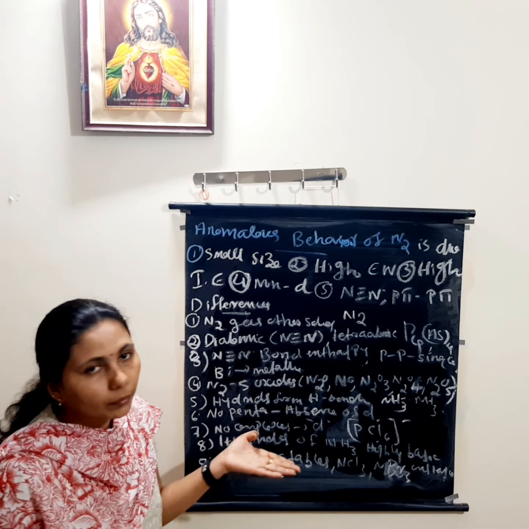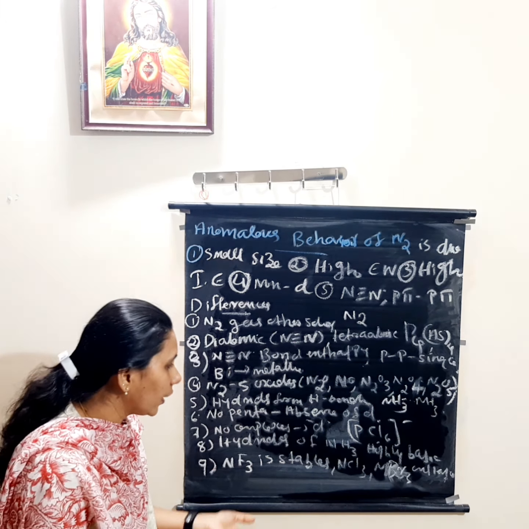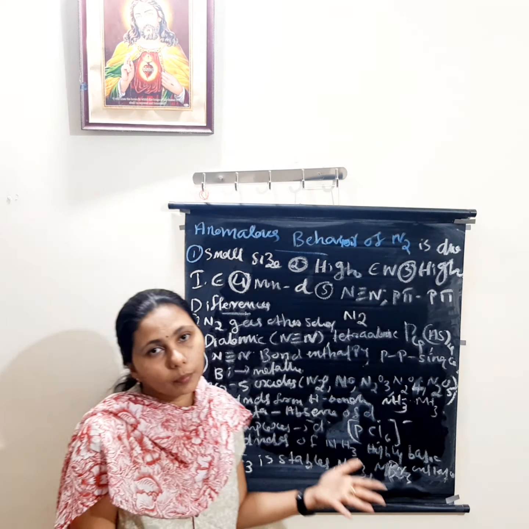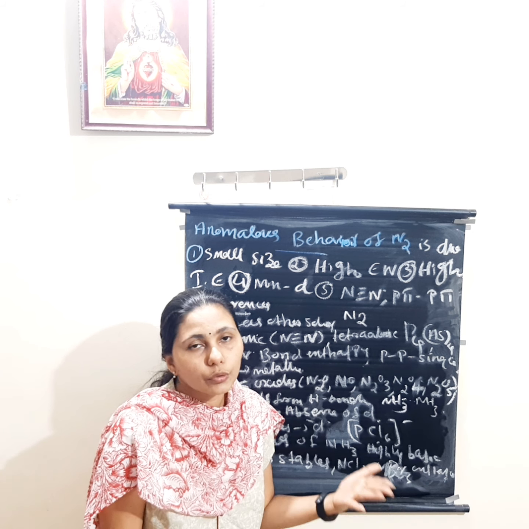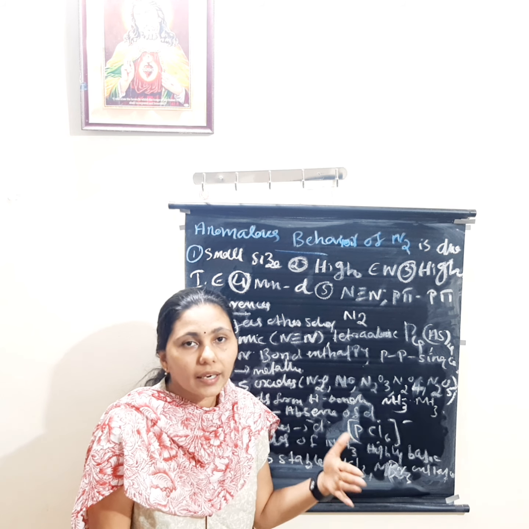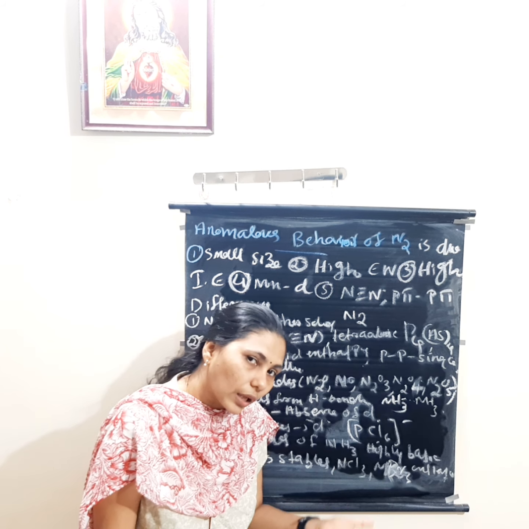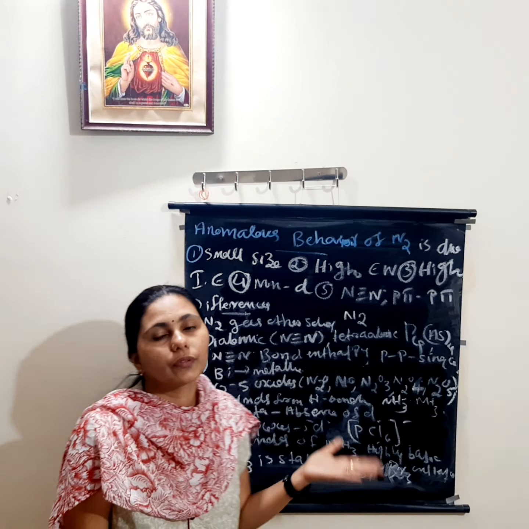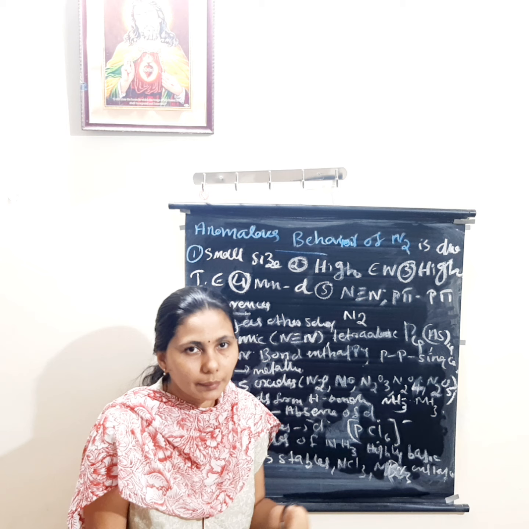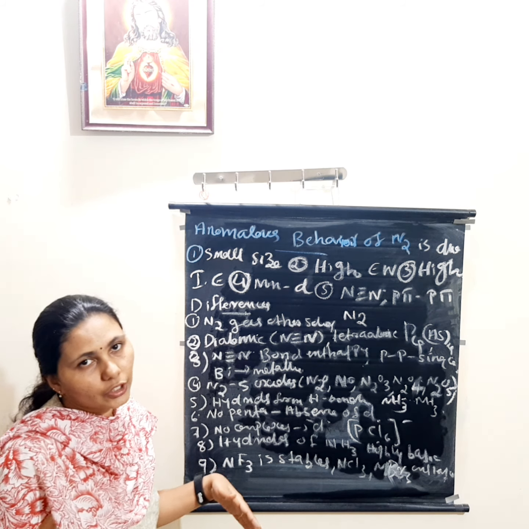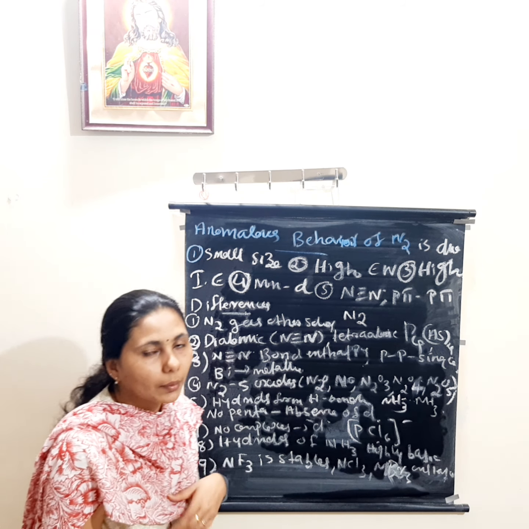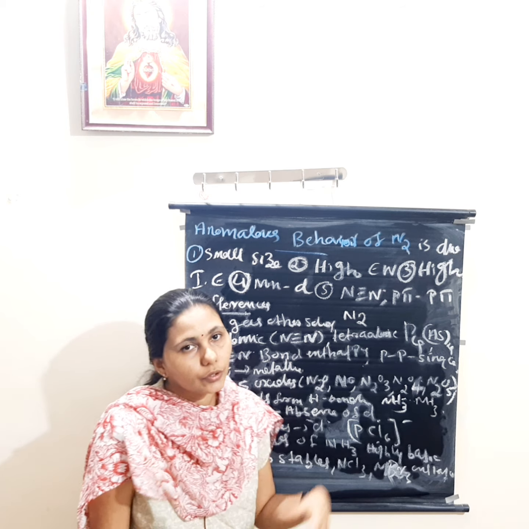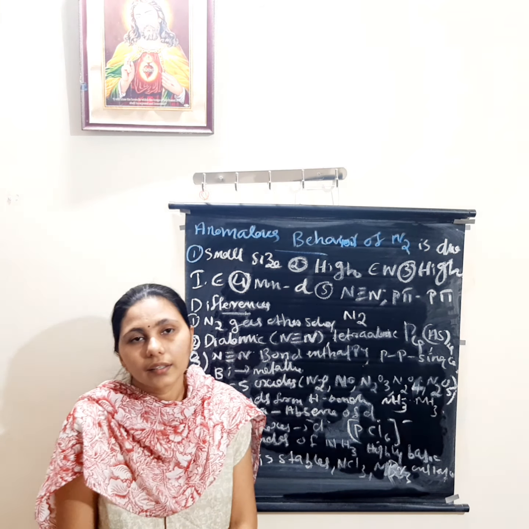Then hydrides of nitrogen form hydrogen bonding. Then nitrogen cannot form penta covalency due to the absence of d orbitals, and nitrogen cannot form complexes due to the absence of d orbitals. And then the hydrides of nitrogen like ammonia are highly basic. Then of the halides of nitrogen, only NF3 is stable but the others are unstable. So that is about today's class. Clear, all of you?